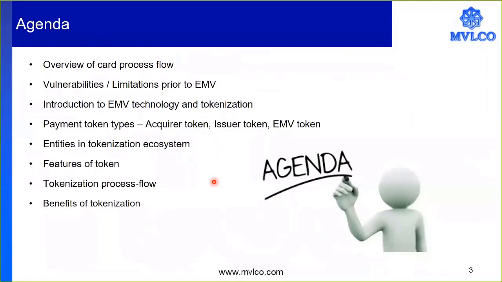Once we deep dive into EMV tokenization, we will understand the additional entities who get involved in the tokenization ecosystem, how this token would work, what the tokenization process flow is, and what the benefits are. We will also discuss how, once we create this tokenization technology, it is going to affect the key processes which currently happen based on a primary account number. So that's how we will conduct our session. At the end of the session, you can ask your questions and I'll be very happy to answer them.